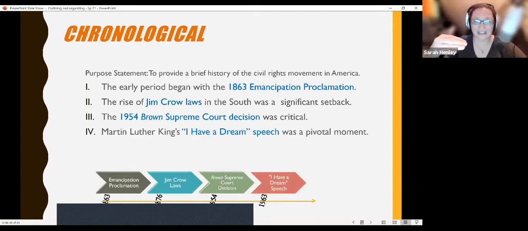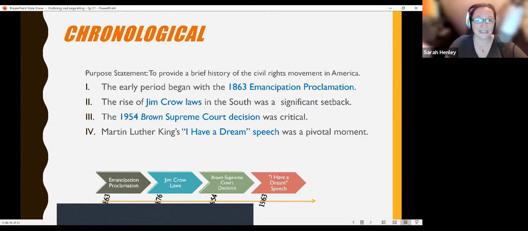Where we can look at the flow of events, but we can also use it if we're talking about a procedure. First, select your recipe. Second, you collect your ingredients. Third, you start baking your cake. So chronological will deal with order, either of a historical event or of a process. So that's pretty easy to identify.